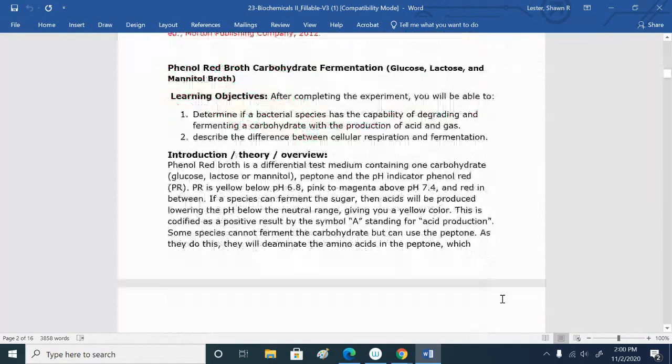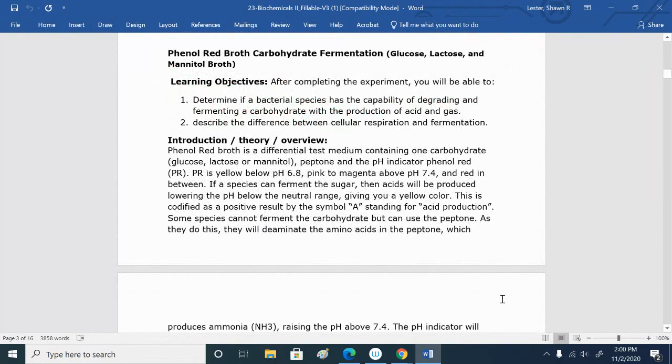So starting off with carbohydrate fermentation. A general end product for fermentation is some type of acid, like pyruvic acid. So we can easily test for carbohydrate fermentation using a pH indicator. In this case, it's going to be phenol red. The phenol red broth is a nutrient broth that only contains one type of carbohydrate, and it's the type that we choose to put in there. And here at Rockville, we use glucose, lactose, and mannitol.